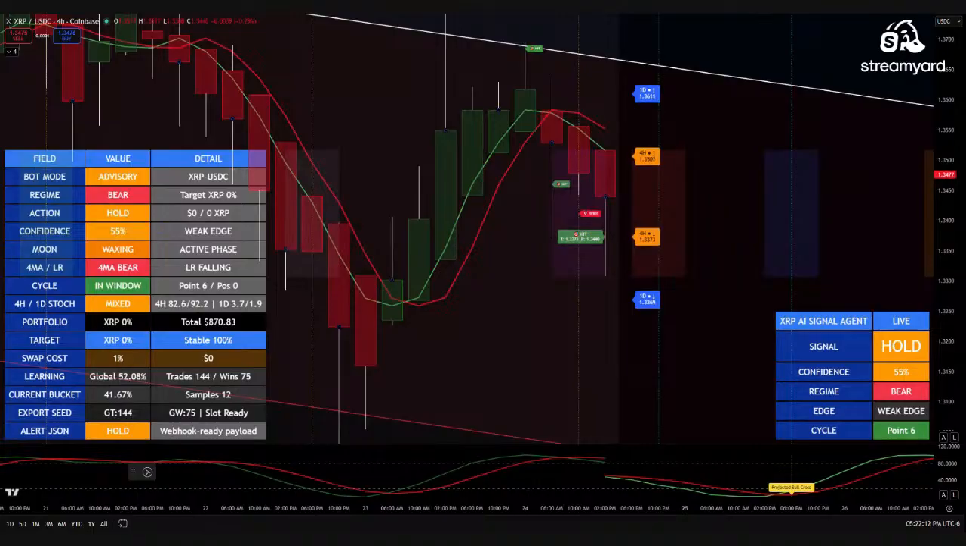The alert plus export engine, the bridge. Everything eventually becomes machine language. The agent converts decisions into exportable output, alerts, tables, webhooks, notifications, future automation. This layer turns analysis into something usable.